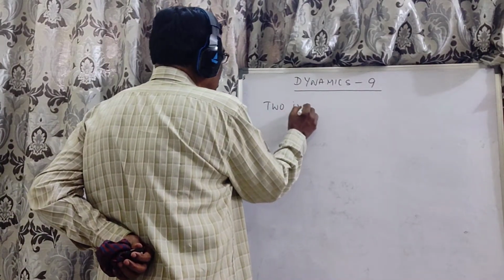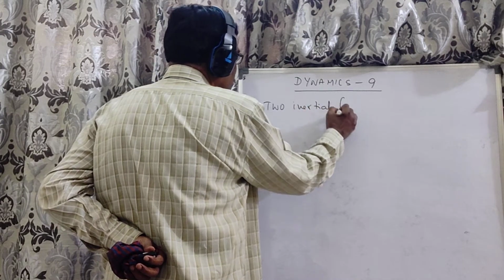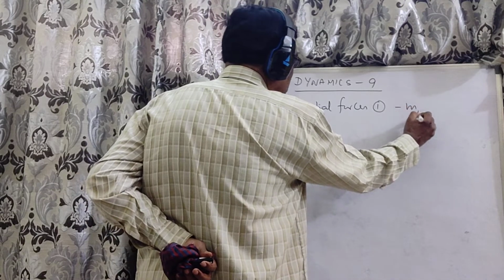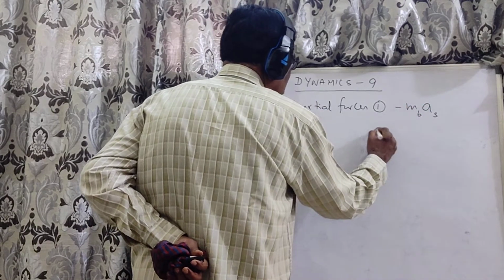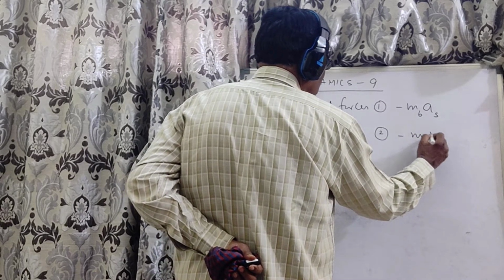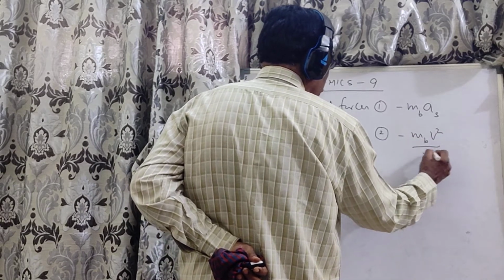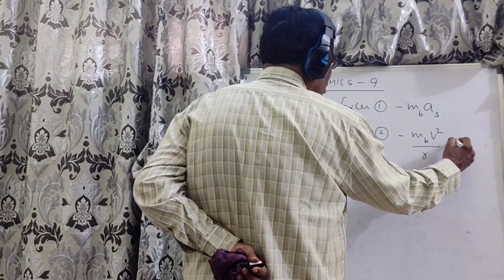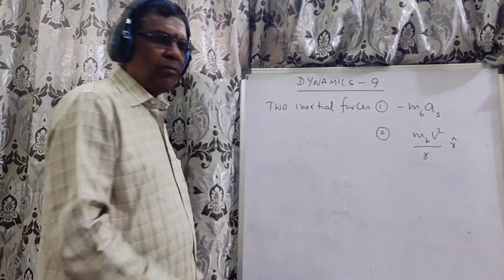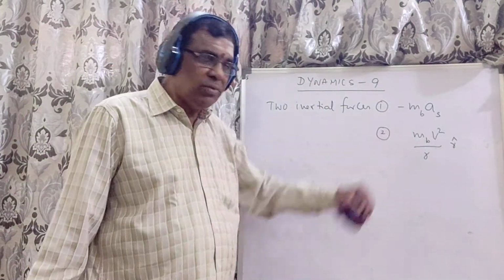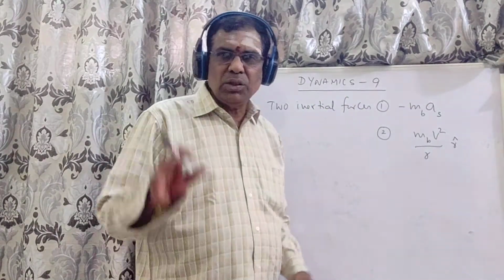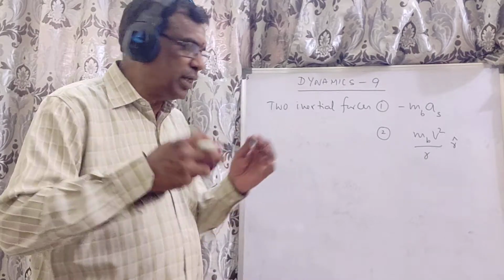We have so far seen two inertial forces. One, minus mass of the body into acceleration of the system, and minus mv square by r cap. This is called centrifugal force. There is no name given to the first, and whenever you use this, you will get only relative acceleration. This is what is said.